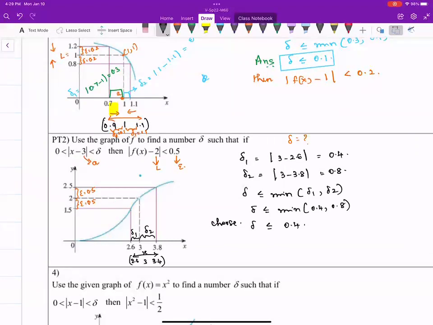So in that case, f(x) to 2, this is your L, right? L equal to 2. The distance between f(x) and 2 will be definitely smaller than 0.5. Okay? So the answer is choose delta smaller than or equal to 0.4.